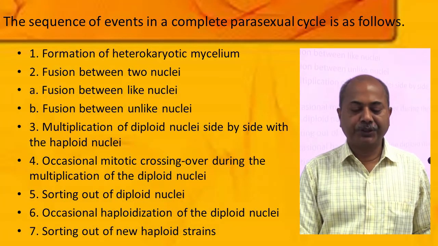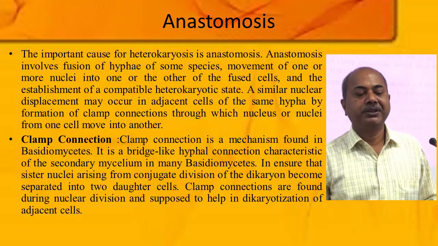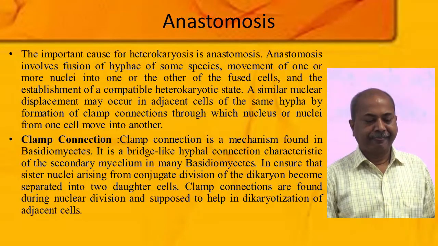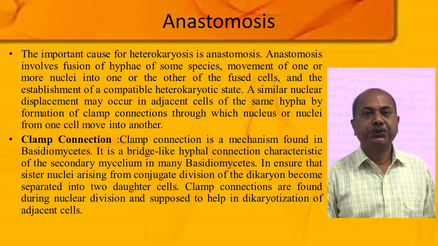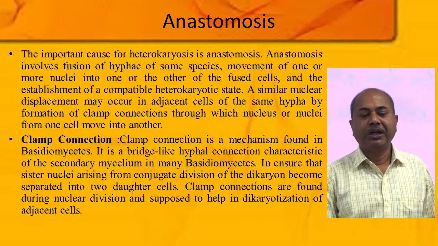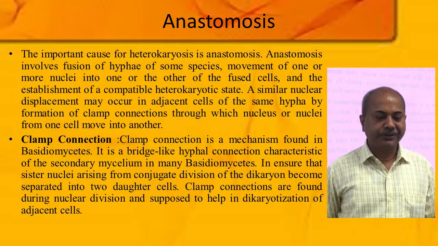Methods of reproduction. Now some of the terms, that is anastomosis, then clamp connection, then sexual spores, what they are, actually we should know, and we will discuss them one by one. So what is basically anastomosis?